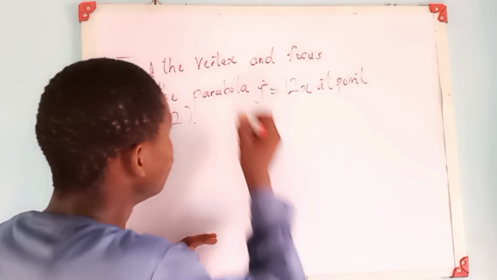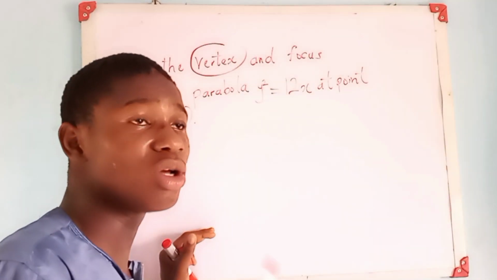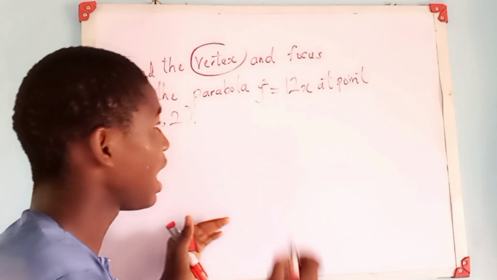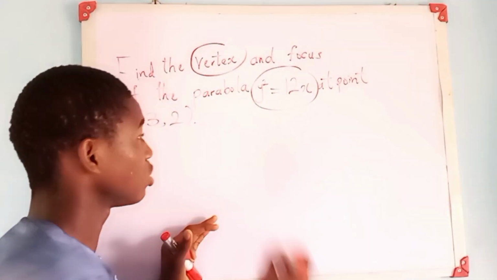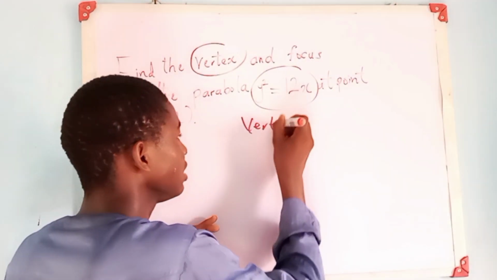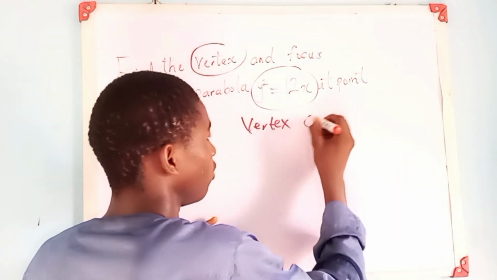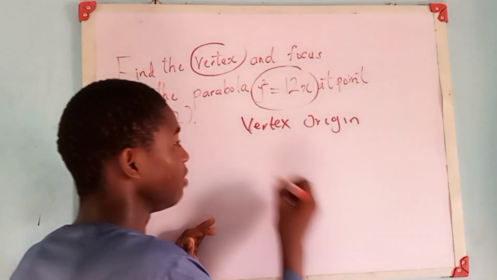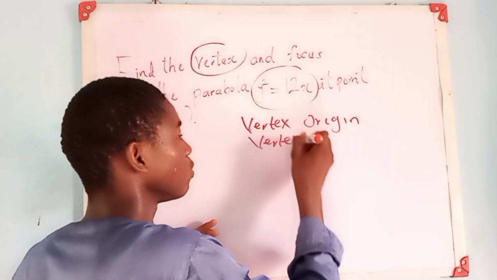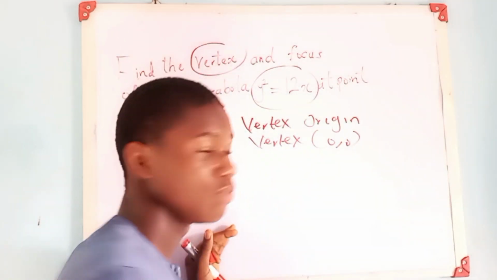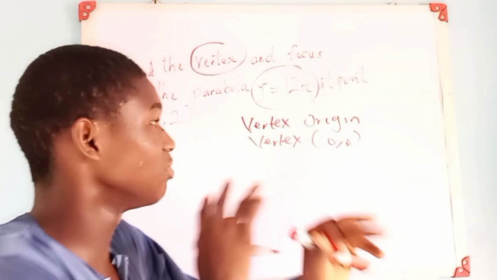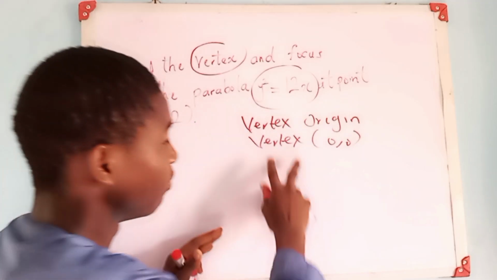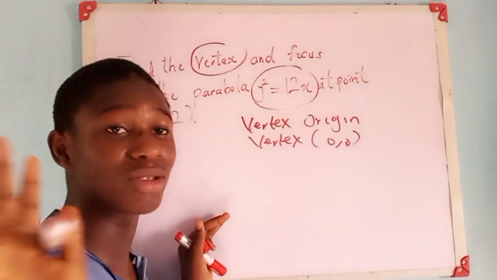Since you are looking for the vertex, whenever you are looking for the vertex of any parabola and the equation is in this format, you should know that the vertex is at the origin. It simply means that the vertex is at 0, 0. So whenever you see any question of this sort and you are asked to find the vertex, there's no need for solving. Just know that the vertex is at the origin, which is 0, 0.